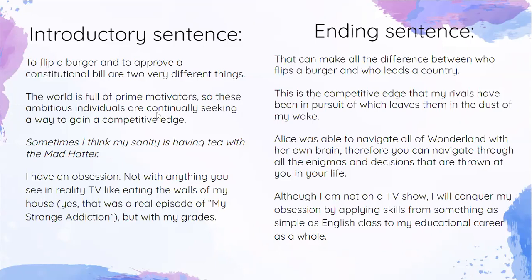Like this is how this person uses their skills and assets to gain that competitive edge over other people. But of course, I'm not really sure what the prompt was. And then sometimes I think my sanity is having tea with the Mad Hatter. And that's an Alice in Wonderland reference. So ending sentence might be, Alice was able to navigate all of Wonderland with her own brain. Therefore, you can navigate through all the enigmas and decisions that are thrown at you in life.